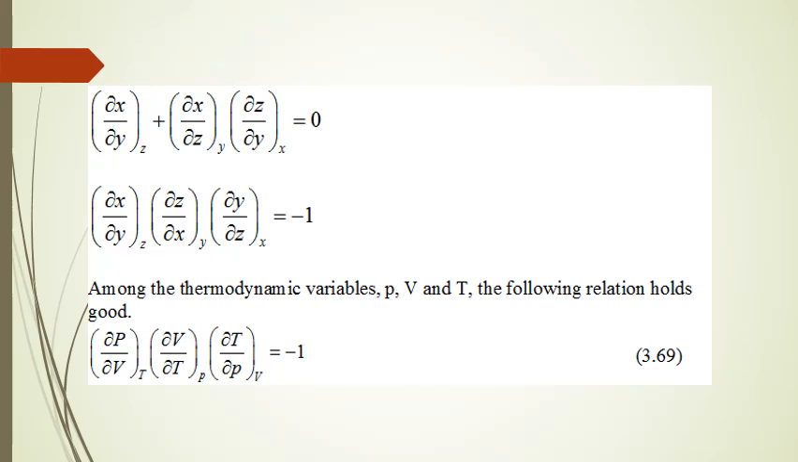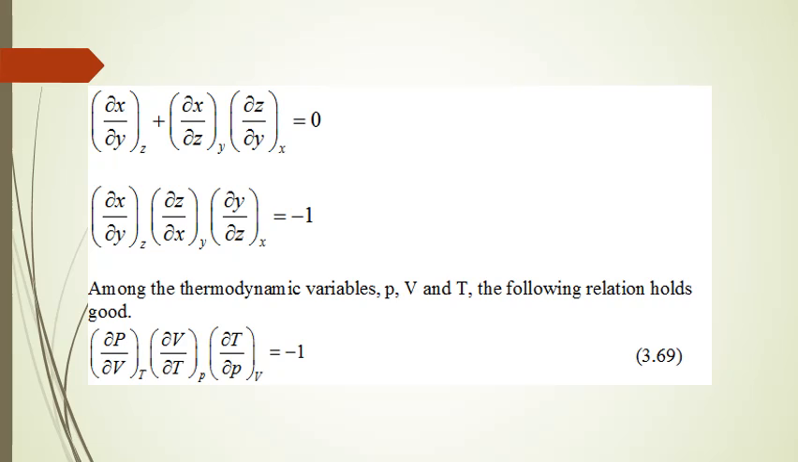Now this gives (∂x/∂y) when z is constant plus (∂x/∂z) when y is constant into (∂z/∂y) when x is constant is equal to 0. So this gives the result (∂x/∂y) when z is constant into (∂z/∂x) when y is constant into (∂y/∂z) when x is constant is equal to -1.